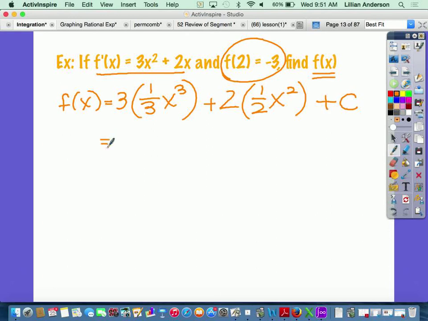When we simplify, 3 times 1/3 is just 1x to the 3rd. 2 times 1/2 is just x squared. And then I have a plus c. Remember, you can always check your integration by doing what? The derivative. And it checks out. After I figure out my general equation, I have to take what I'm given, this point here, and plug in. What am I going to replace f of x with? Negative 3. I'm going to replace x with 2.